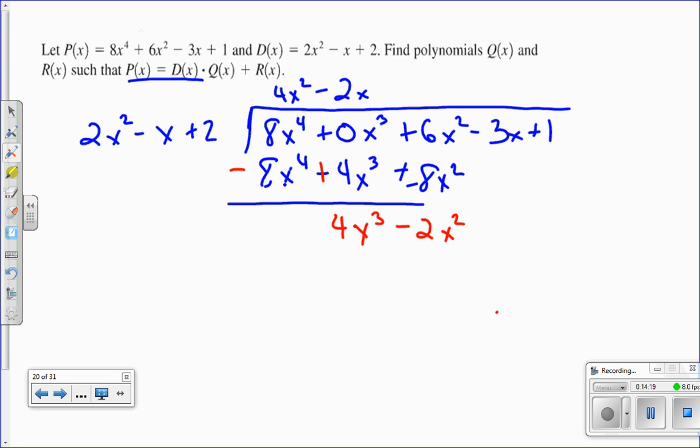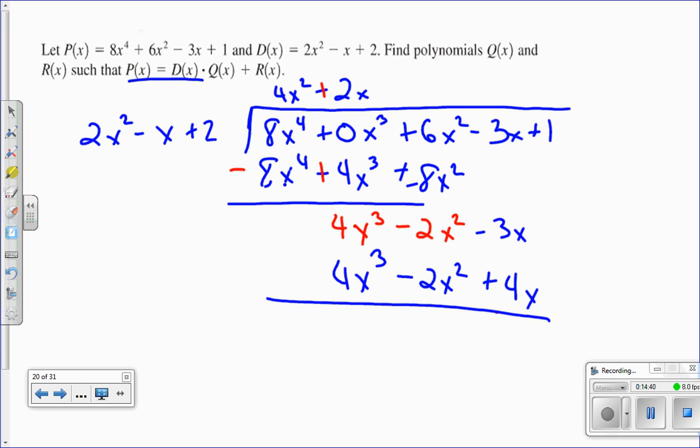Now we have to do a mini division. 4x to the third divided by 2x squared is plus 2x. And so now multiplying through, we're going to get a 4x to the third, and then a minus 2x squared, and then it's going to be a plus 4x. I already brought that minus 3x down. All right, and so then after we change the signs, I get a minus, plus, and a minus, and then these terms cancel to give me negative 7x. Let's go ahead and bring down that 1, and that is the remainder.